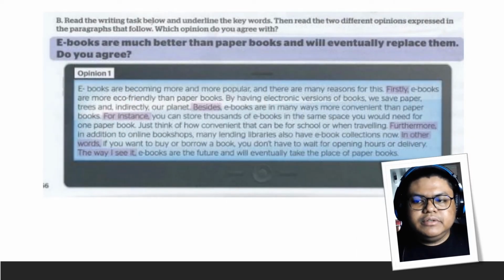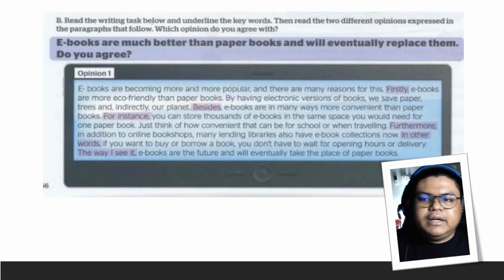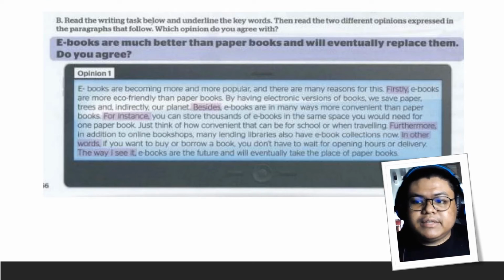Okay, so now you're going to read a piece of an opinion text. Pandangan seseorang. Kalau tadi just a short one, this one is a longer one. Read the writing task below and underline the keywords. Then read the two different opinions expressed in the paragraphs that follow. Which opinion do you agree with?